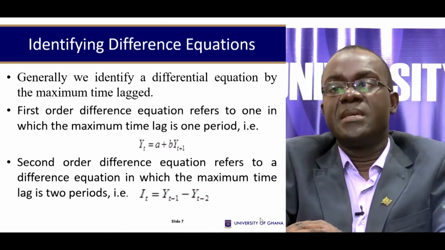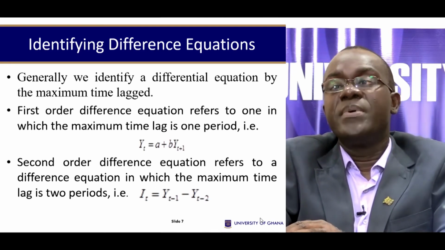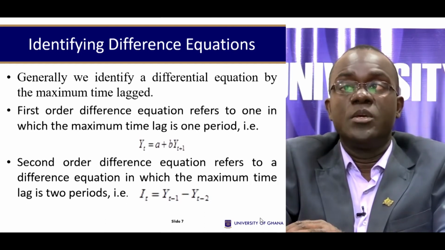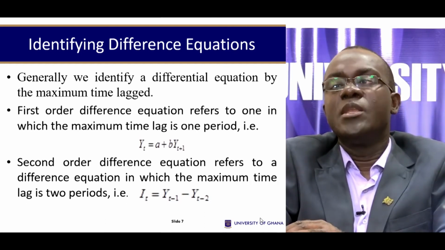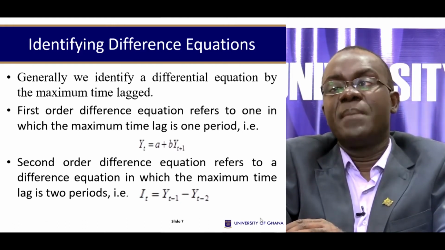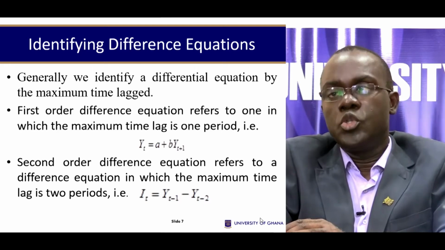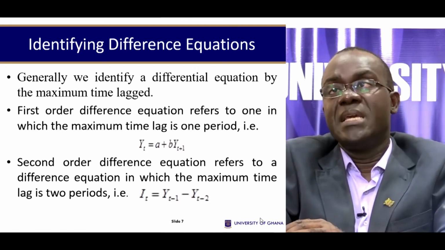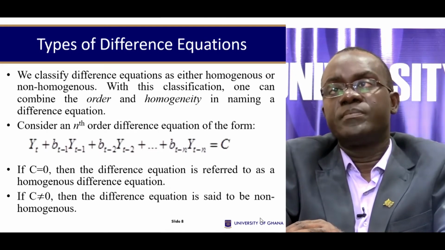If you look at this equation, what happens this year, that is investment this year, depends on income that one earned the year before last year, that is 2 years back. So we call this one a second order difference equation, because the maximum number of lags is 2. Once you see the number of lags, you are easily able to identify the order of the difference equation.